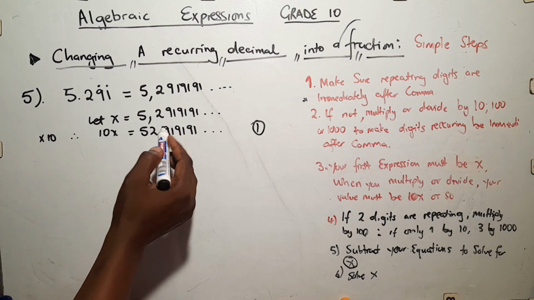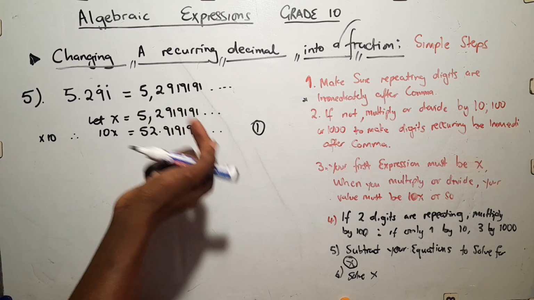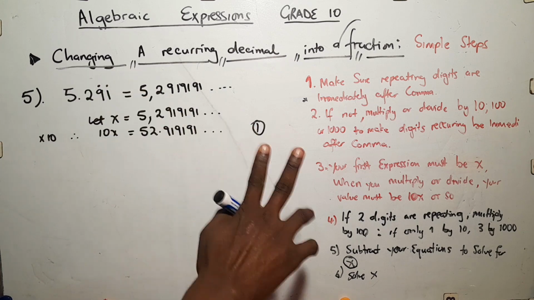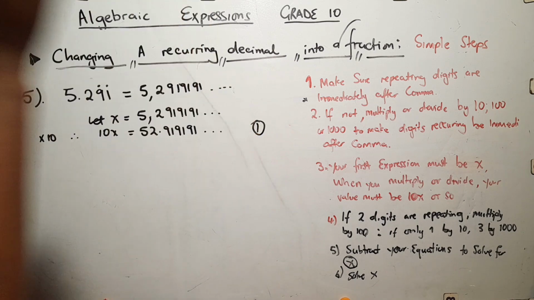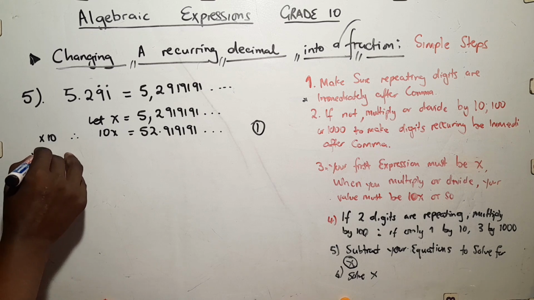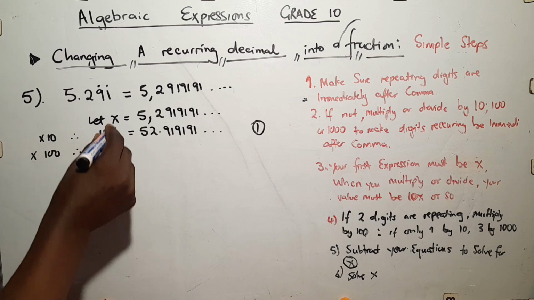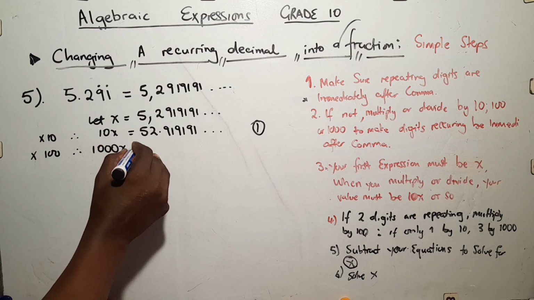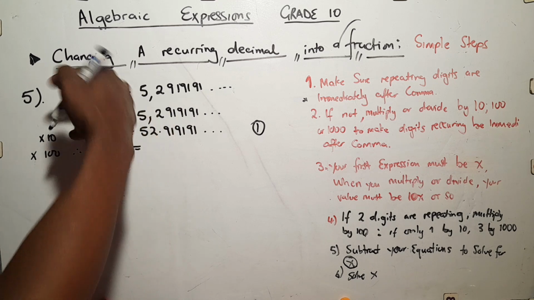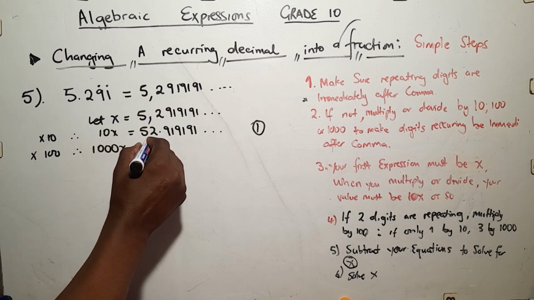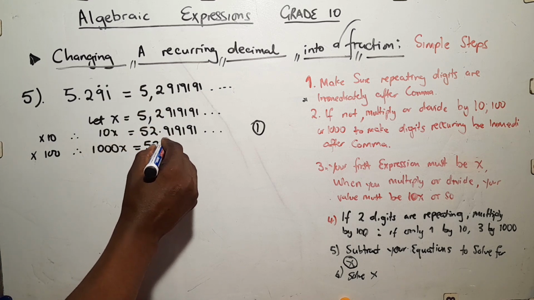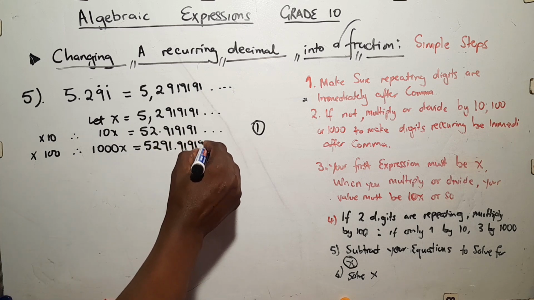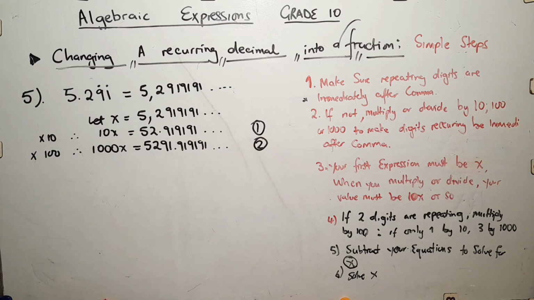So now we take a look at the digits that are recurring. How many digits are recurring? It's 2 digits. 9 and 1 are recurring. So it means that if there are 2 digits repeating, we multiply by what? By 100. So we are going to multiply by 100 as well. So our 10x multiplied by 100 gives us 1000x, being equal to, if we multiply by 100, 2 digits will move that side. So this becomes 5291.9191, and so on. And you can call that equation 2.